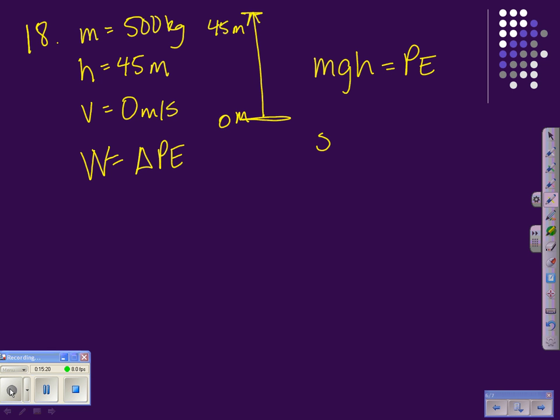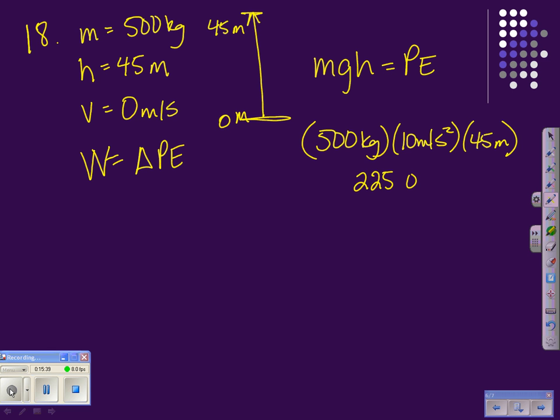So we're going to say our mass of 500 kilograms times our gravity, which is 10 meters per second squared, times our height, which is 45 meters, because it's 45 meters minus 0 meters. When you multiply all three of these together, you should get an answer of 225,000 joules. And that should be your first answer on that problem for A.